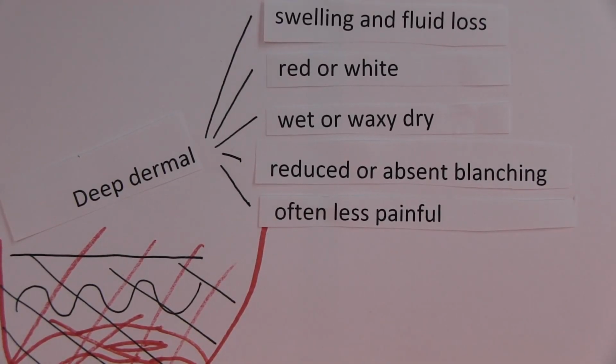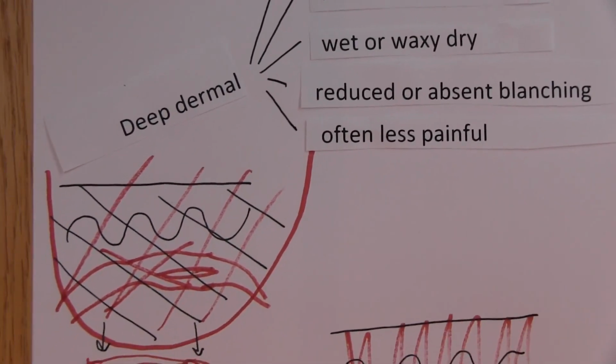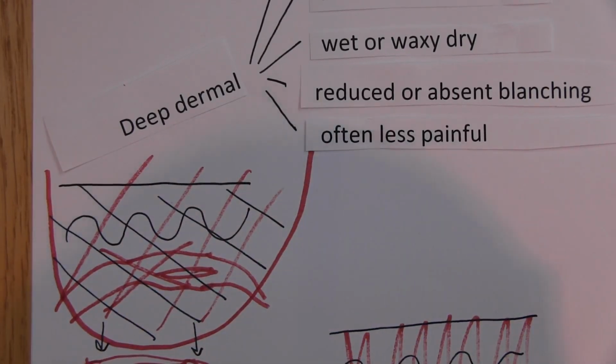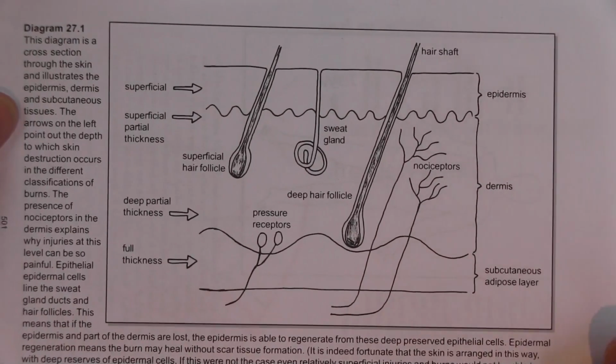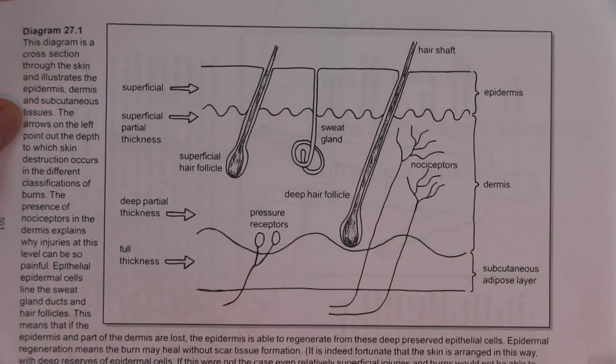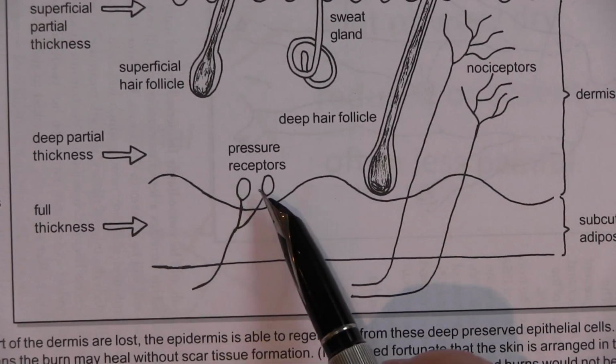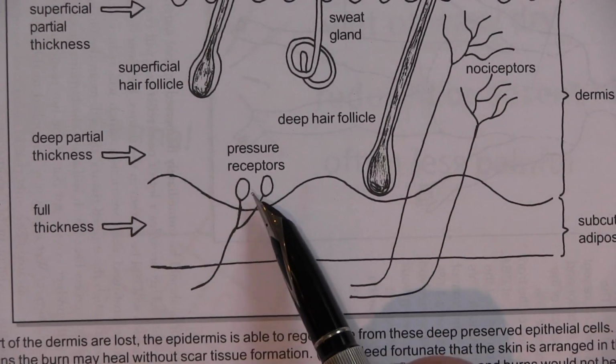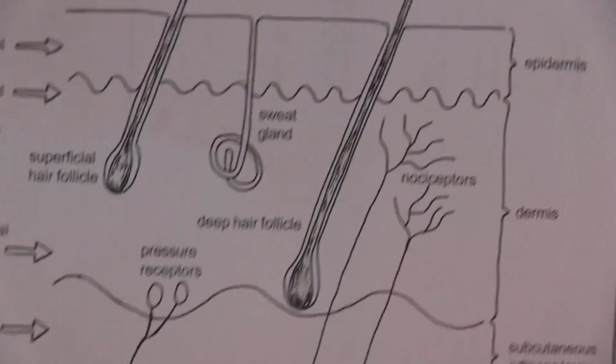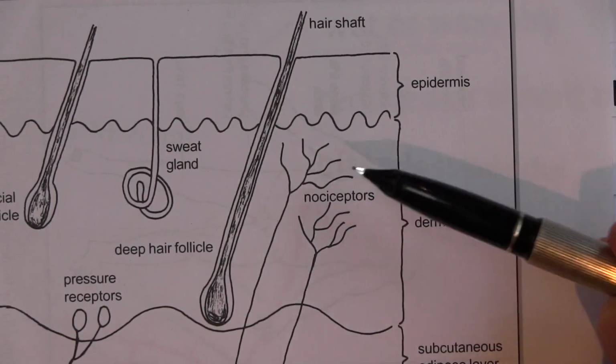But what we have in the skin, in the deeper layers of the skin, I should maybe show you on this diagram here, this one from the pathophysiology book. In the deeper layers of the skin, we have pressure receptors. And we see the nociceptors can be higher up.